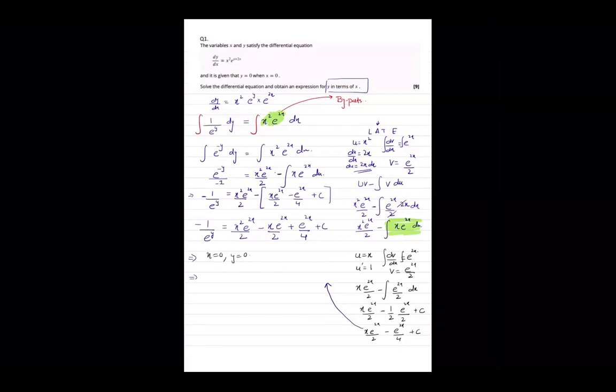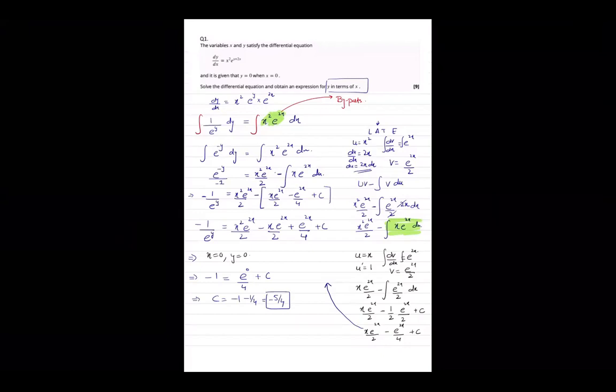So minus 1 upon e to the power of 0 is minus 1. When x is 0, the first two terms are going to be cancelled out. You are going to get e to the power of 0 upon 4, that is 1 upon 4. So c comes out to be minus 1 minus 1 upon 4, which is minus 5 upon 4. Is that correct? Yes, sir. Okay. So we have the value of c ready.